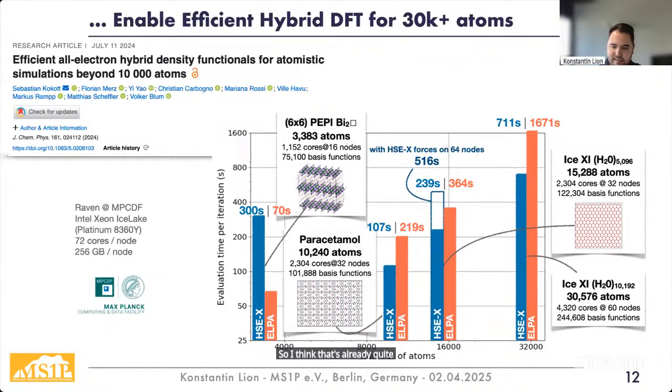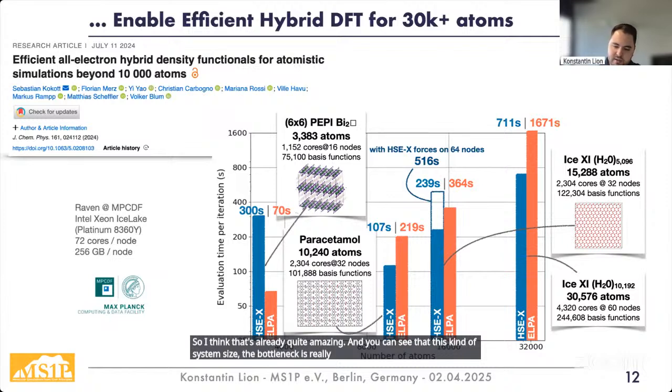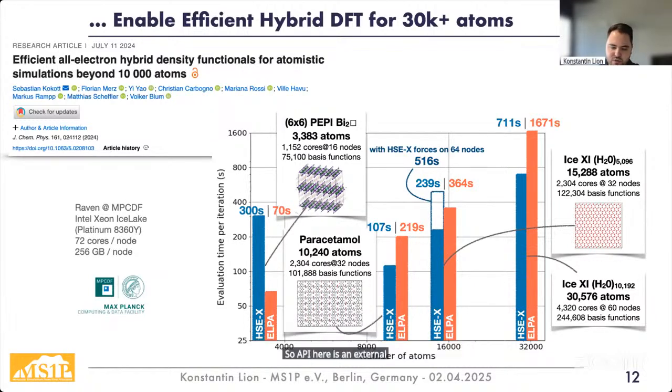And you can see that at this kind of system size, the bottleneck is really what we call here ELPA. So that's the eigenvalue solution. So ELPA here is an external library to solve the eigenvalue problem, something we'll see also later on when I will talk a bit more about the FHI-aims ecosystem.